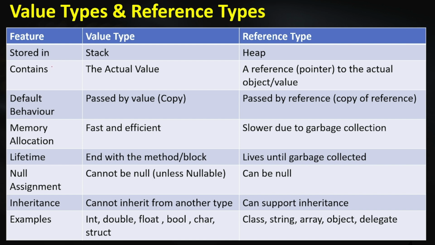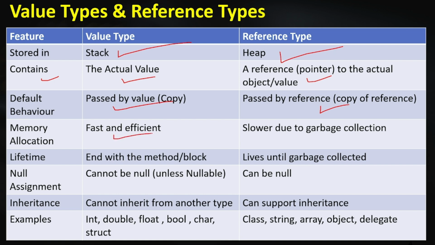Let's explore the differences between these in various forms. The first column says the features, the second column is about how value types behave, and the third column is how reference types behave. First, value type is stored in a stack, reference type is stored in the heap. What they contain: value type contains the actual value, but reference type contains the pointer to the actual value, so the reference is stored. Default behavior: value types are passed by value, a copy of the exact value is passed, but the reference is passed here.